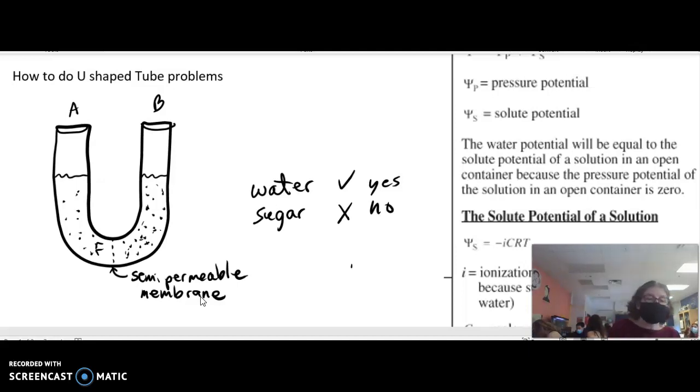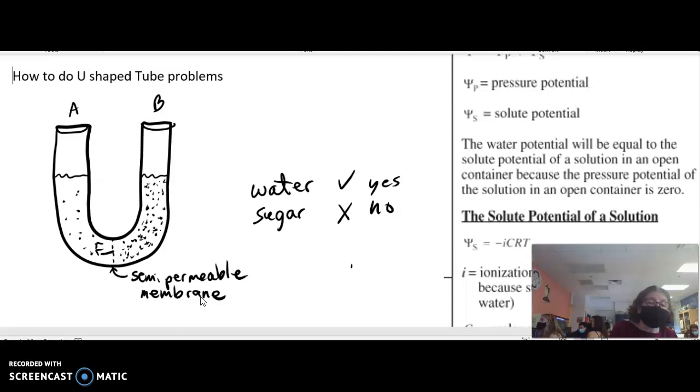In this situation, let's say that there's more sugar on this side than there is on this side. As a result of that, what's going to happen? Well, the sugar can't move, and no situation in nature likes to be unbalanced like this. So the only way for this situation to equilibrate would be for the water to move. And the water, remember, is the white space between the dots.